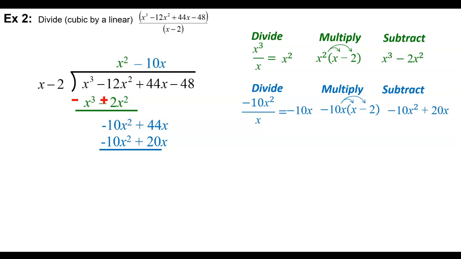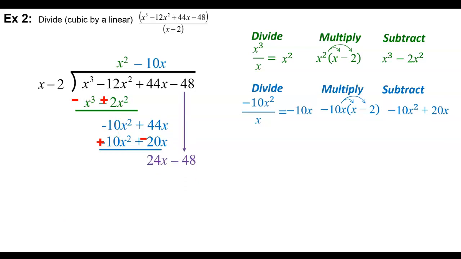And then don't forget, change these signs. This minus becomes a plus, this plus becomes a minus. It looks like this in red. And now we can combine. So the negative 10x squared plus 10x squared cancels out. What's 44x minus 20x? 24x, and you bring down the minus 48.